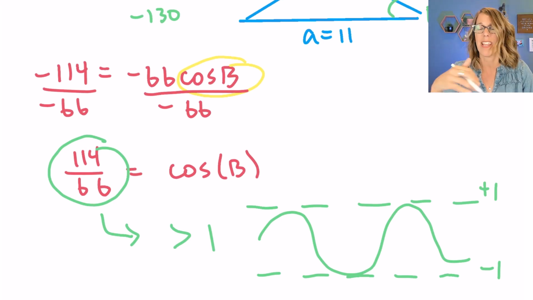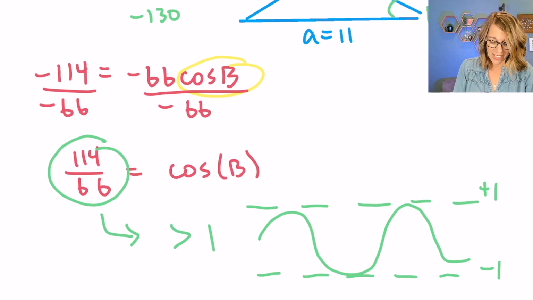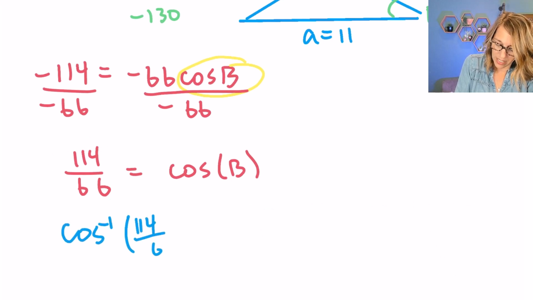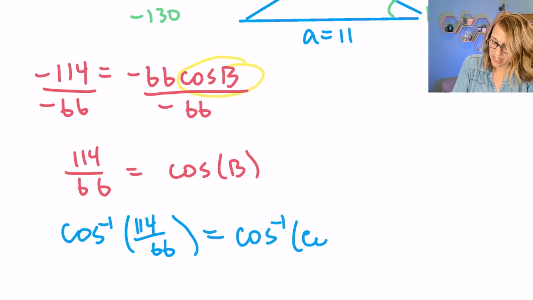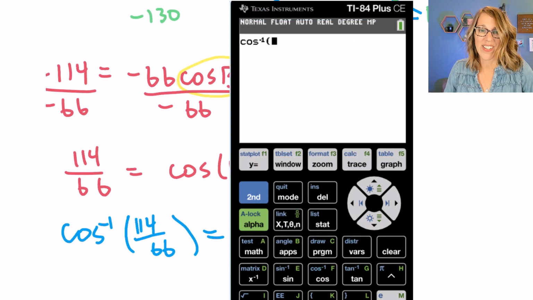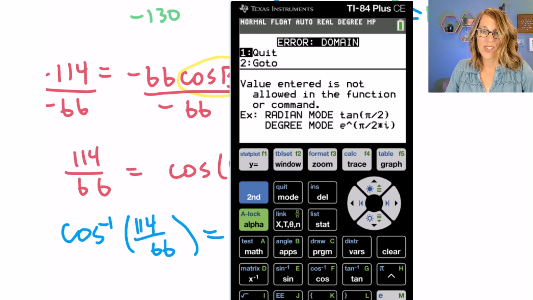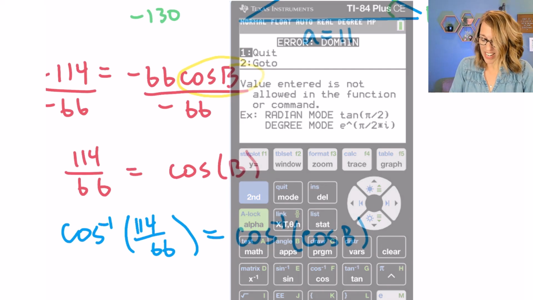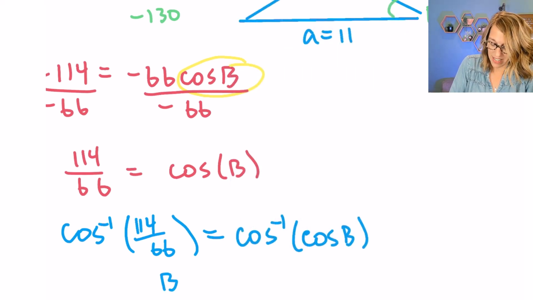And if you happen to be taking an exam and you just don't recognize that, that's okay. Let's say that you attempt to do your cosine inverse of 114 over 66. The cosine inverse on the other side is just going to leave you with angle B. And when I put that cosine inverse into my calculator, we'll do second and then cosine, and then I want that 114 divided by 66. Enter, and I end up with an error domain. It is not possible. I'm going to take a second look at this. So B does not exist. B is not possible here.